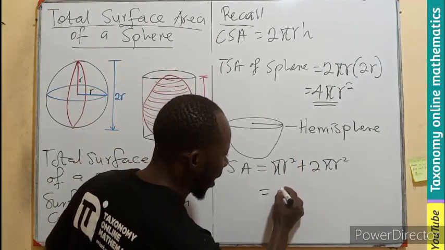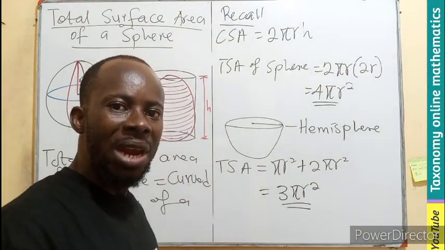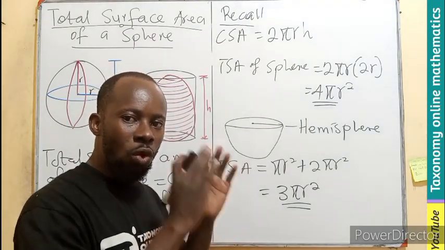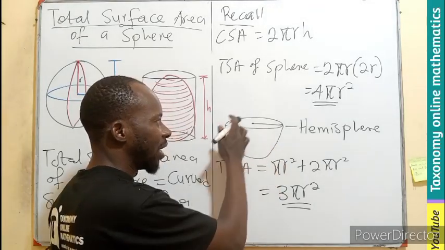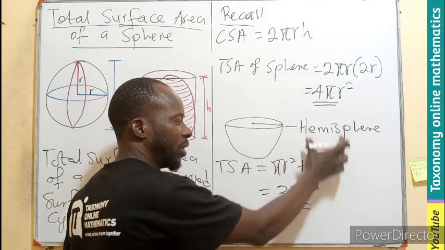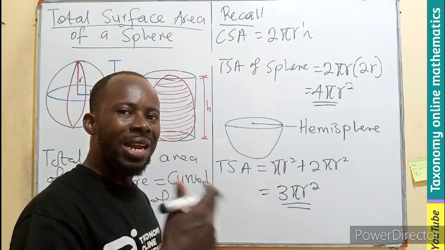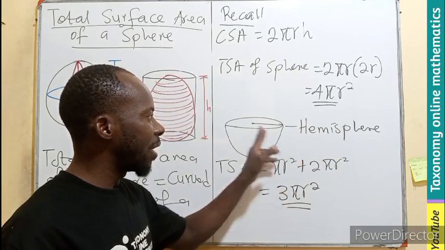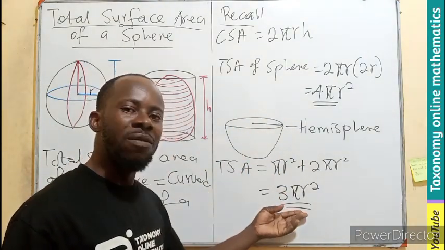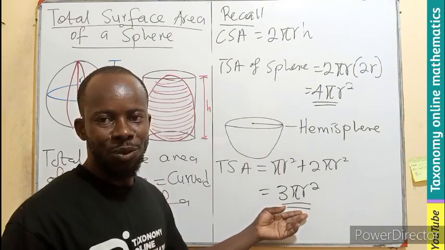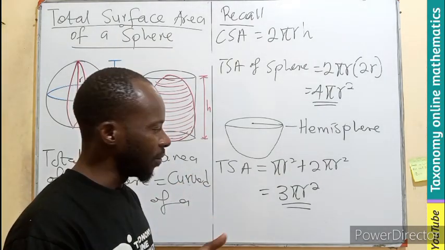This means that we have 3 pi r squared as the generalized formula for finding the total surface area of a hemisphere. Don't forget, the curved surface area is half of the sphere's, which is 2 pi r squared. That's the curved surface area of a hemisphere. Then the total will be the curved surface area plus the base area, which is pi r squared. So both give us 3 pi r squared. Don't forget to come back to this page for us to take a question to relate these together.